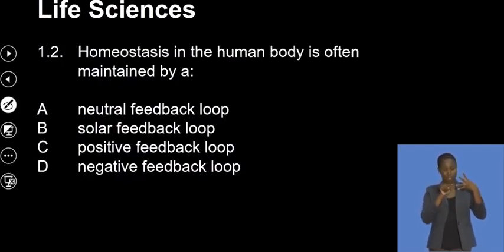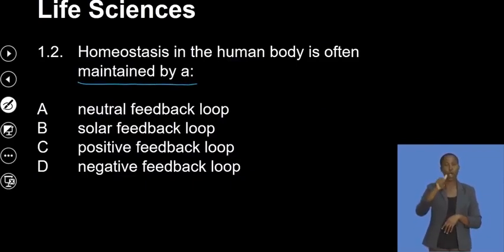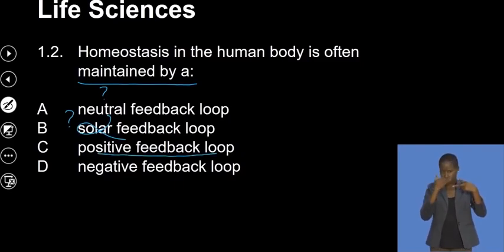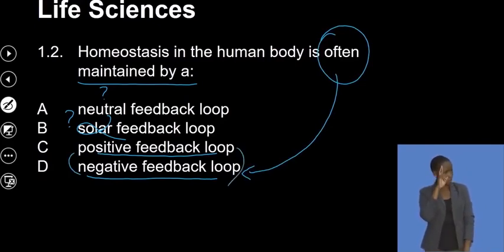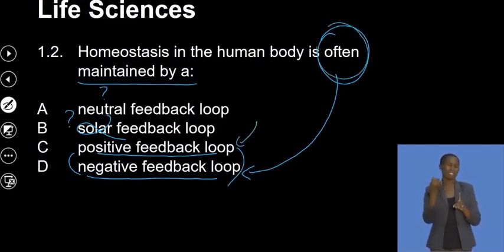The next question. Homeostasis in the human body is often maintained by, let's look at them. The neutral feedback loop, I haven't heard about this. The solar feedback loop, how enlightening, but certainly not correct. The positive feedback loop, or D, the negative feedback loop. And the question needs to be considered. So it's the negative feedback loop that is often used to maintain the homeostasis. Yes, the positive feedback loop does occasionally help, but it is the negative feedback loop that is most often used, and the emphasis is on the question and the word often.